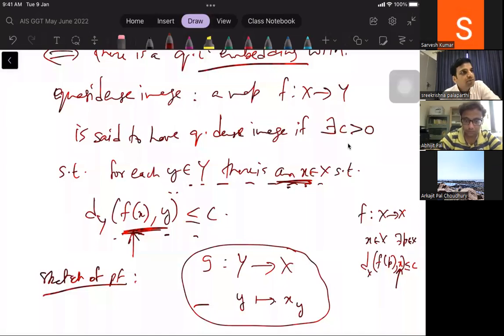I think the counterexample should come from groups. Okay. Or Abhijit sir can say something on that. Okay, we can discuss again in detail.